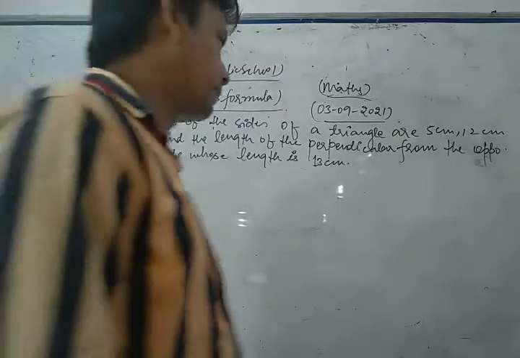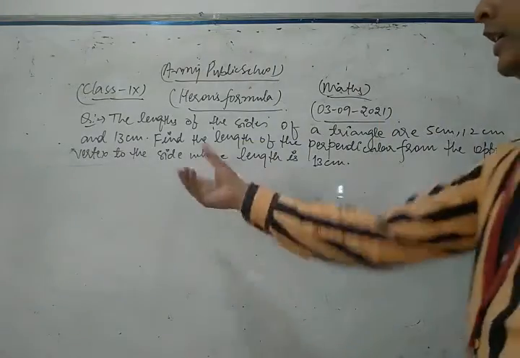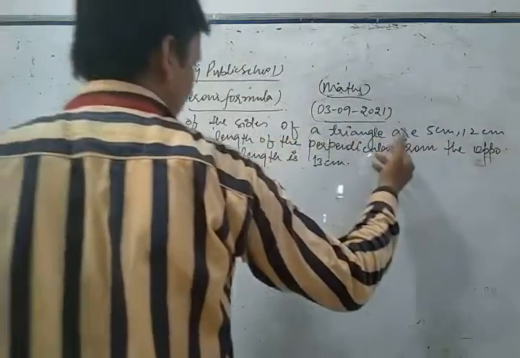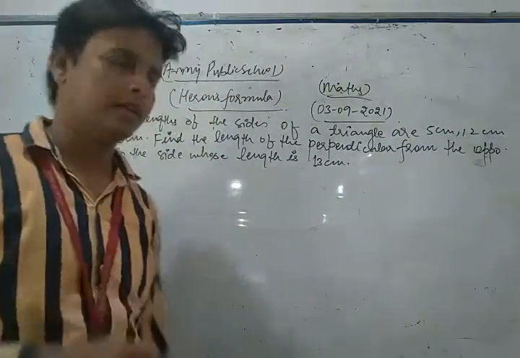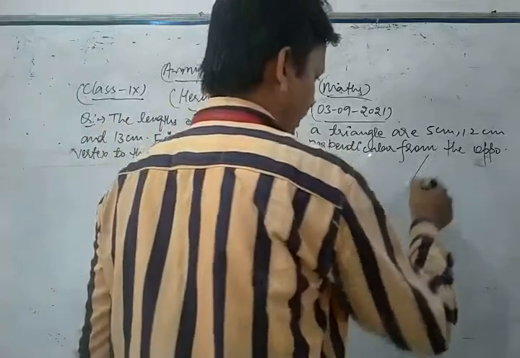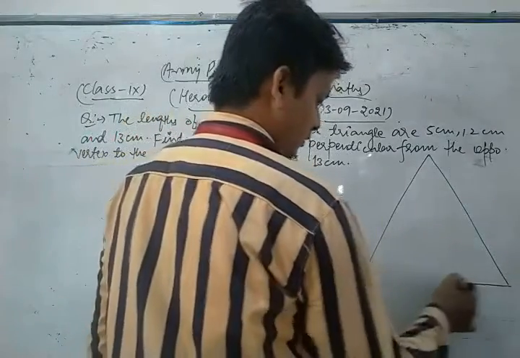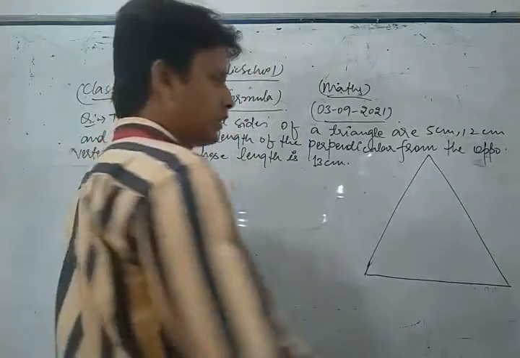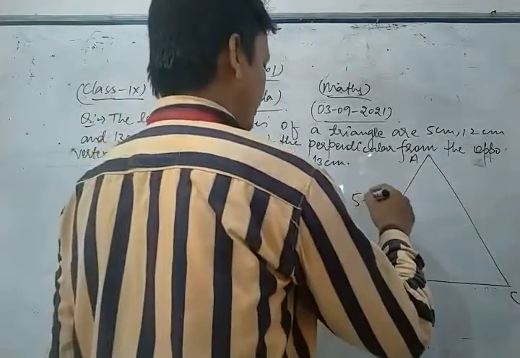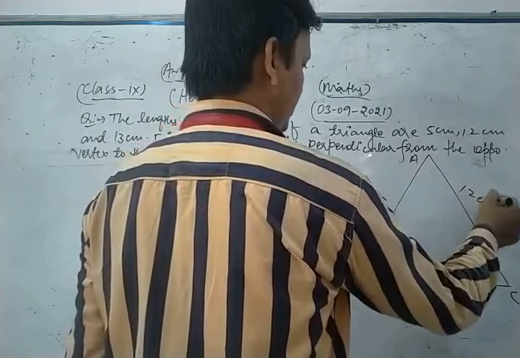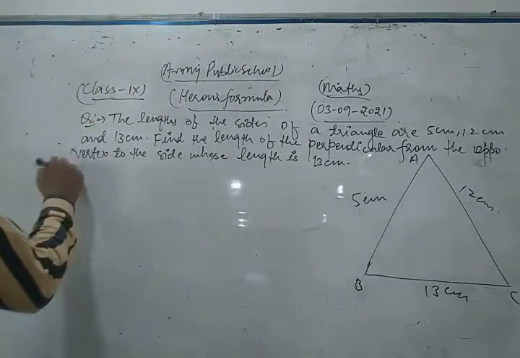Let's see very carefully. Dear students, here it is given that the length of the sides of a triangle are 5, 12 and 13 centimeter. First of all, we draw a triangle ABC. Its sides are AB is 5, AC is 12, and this is 13 centimeter.